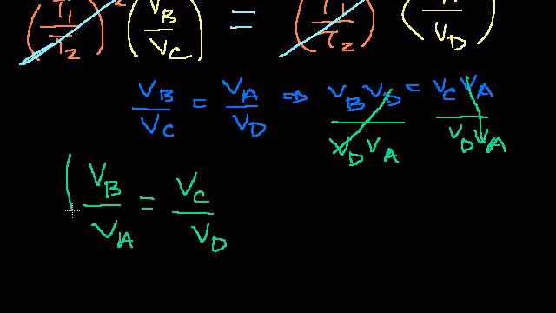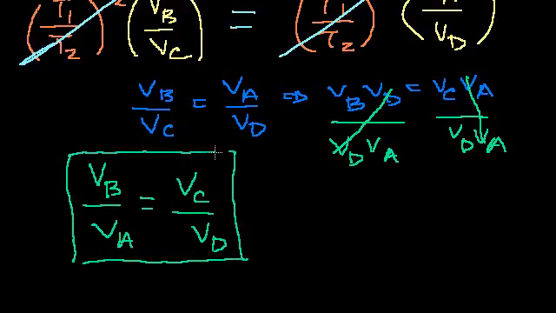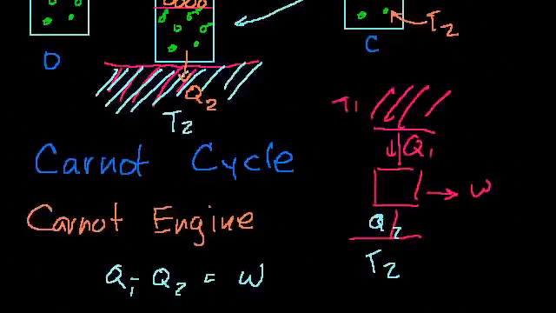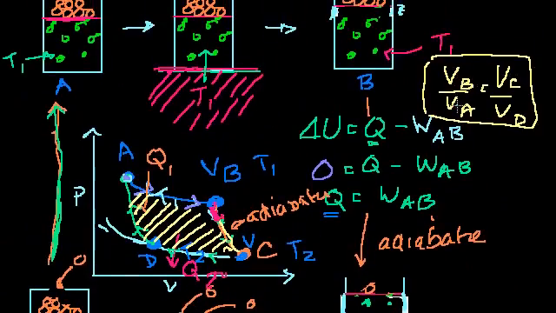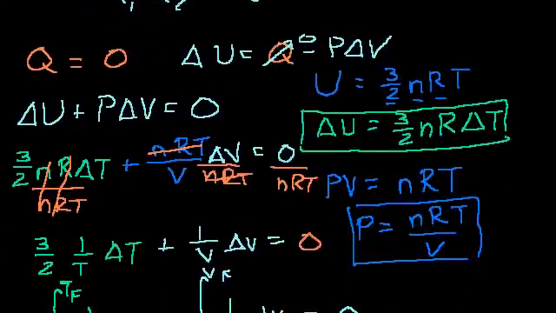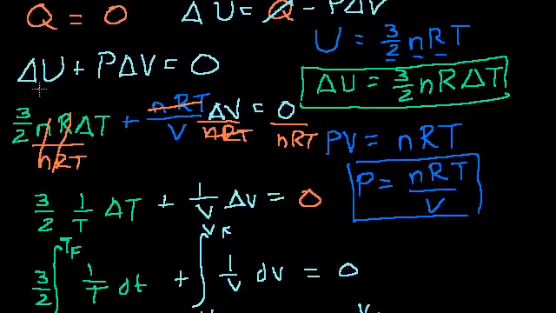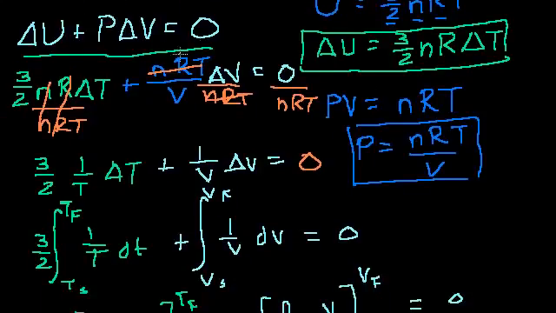All that work for a nice and simple result, but that's better than doing a lot of work for a hairy and monstrous result. So that's what we set out to prove, that VB over VA is equal to VC over VD. And we got it all from the notion that we're dealing with an adiabatic process, that our change in heat is 0. And we just went to our definition of change in internal energy, the first law of thermodynamics, that any change in internal energy must be equal to the amount of work done by the system, or at least the negative of the work done by the system. When you add them up, you get 0.